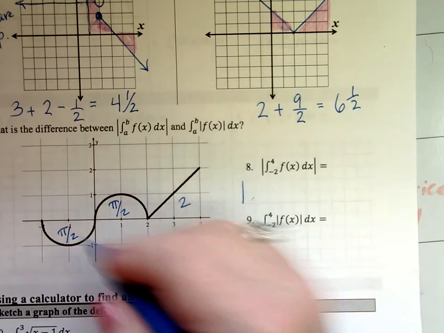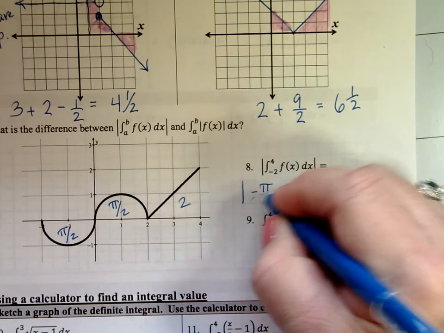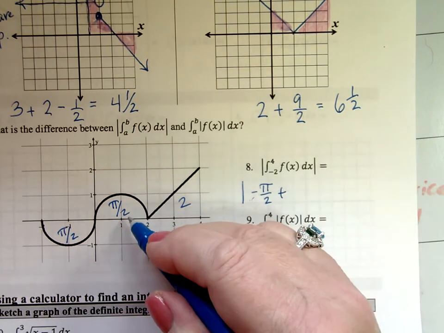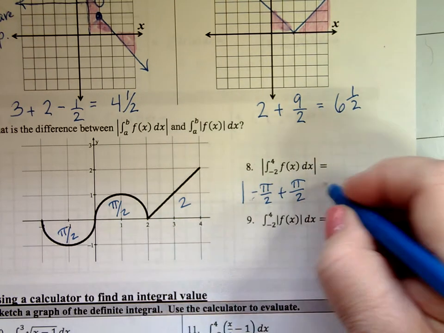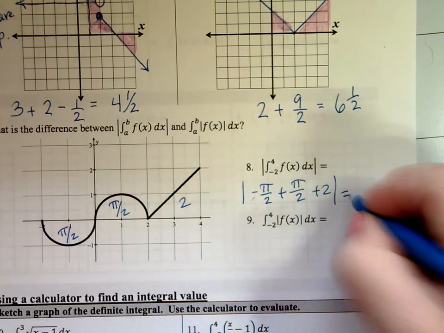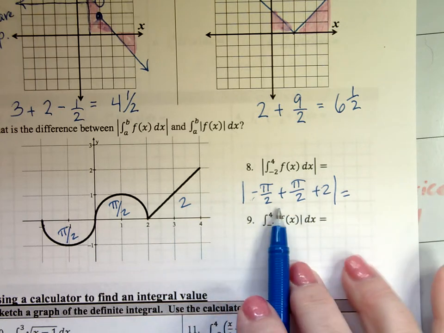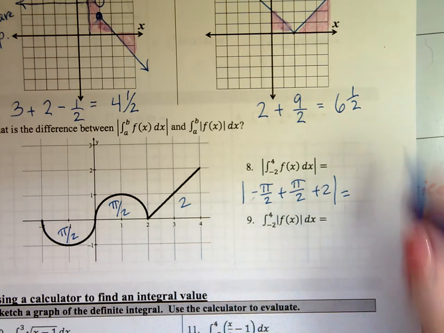So this one's going to be the absolute value of -pi over 2. That's the first thing you've got. -pi over 2. Plus, this guy's above the x-axis, so plus pi over 2. And this guy's above the x-axis, plus 2. Take the absolute value when you're done. These knock each other out, they're 0. So you've got the absolute value of 2, which is 2.